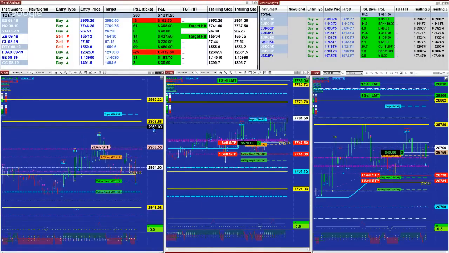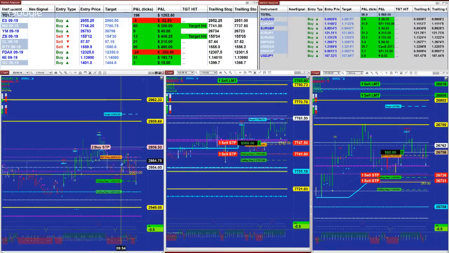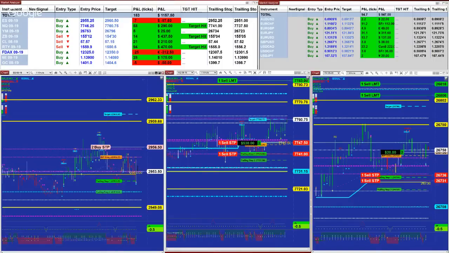So here is the ES. In this area here, there is a lot of volatility, and you should not be trading that area at all. You need to stay away from it.